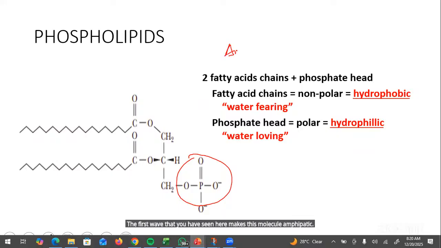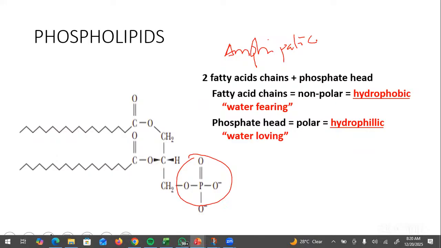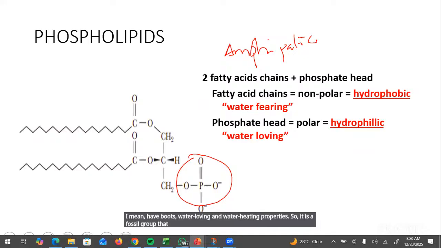Amphipathic, like from the word amphibian, amphipathic. That means having both water-loving and water-hating properties. So it is the phosphate group that gives that character.